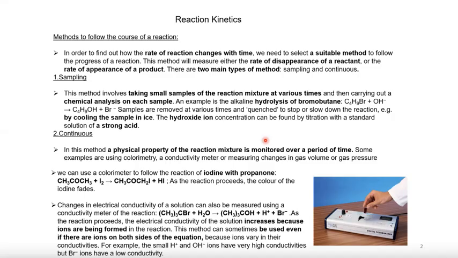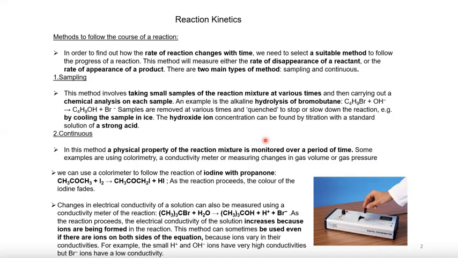What we are going to talk about are the methods to follow the course of a reaction. The rate of reaction changes with time, as we discussed. We then select a suitable method to follow this rate of reaction. There are two main types of method: one is sampling, another is the continuous method.